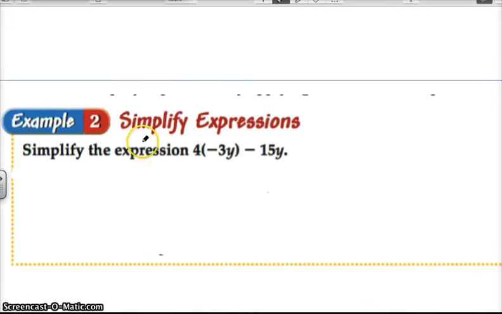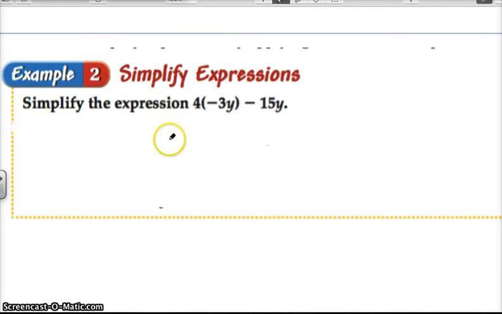Let's look at this next example. We're going to simplify this expression. Whenever we simplify an expression, we're thinking about the order of operations. So here we're going to multiply first, and when I do that, I get 4 times negative 3, which gives me a negative, since a positive times a negative is a negative. 4 times 3 is going to be 12, so I get a negative 12y minus 15y.